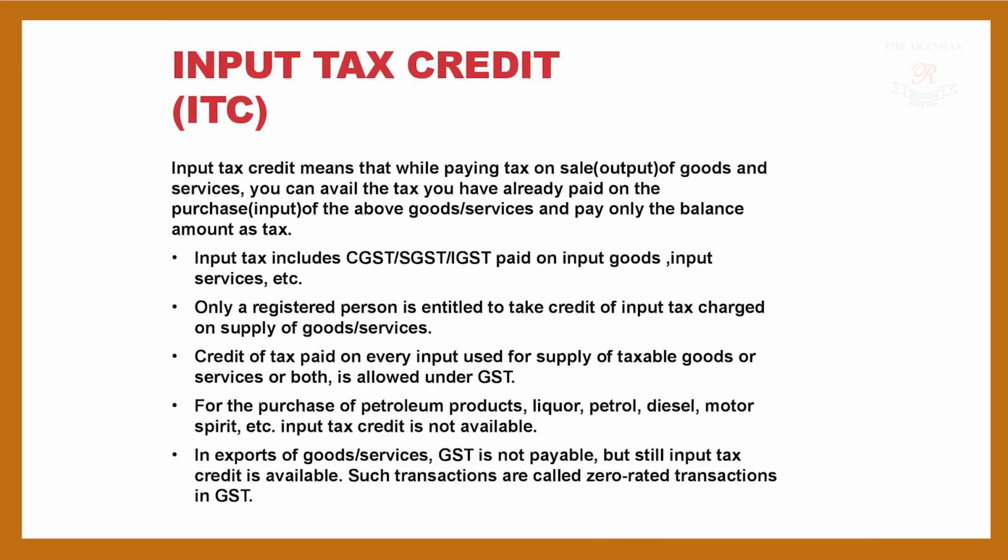The tax the trader pays to the manufacturer is the input tax, and the tax the trader collects from the purchaser is the output tax. So the difference of that will be just the tax paid by the trader. Only a registered person is entitled to take credit of input tax on supply of goods or services. Credit of tax is given on every input used in the supply of taxable goods or services or both.